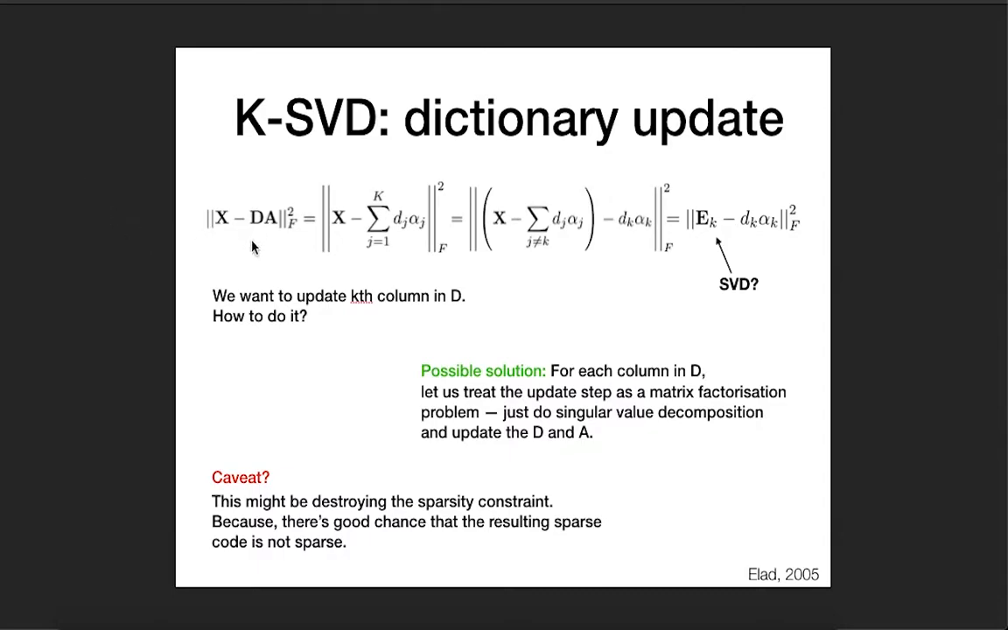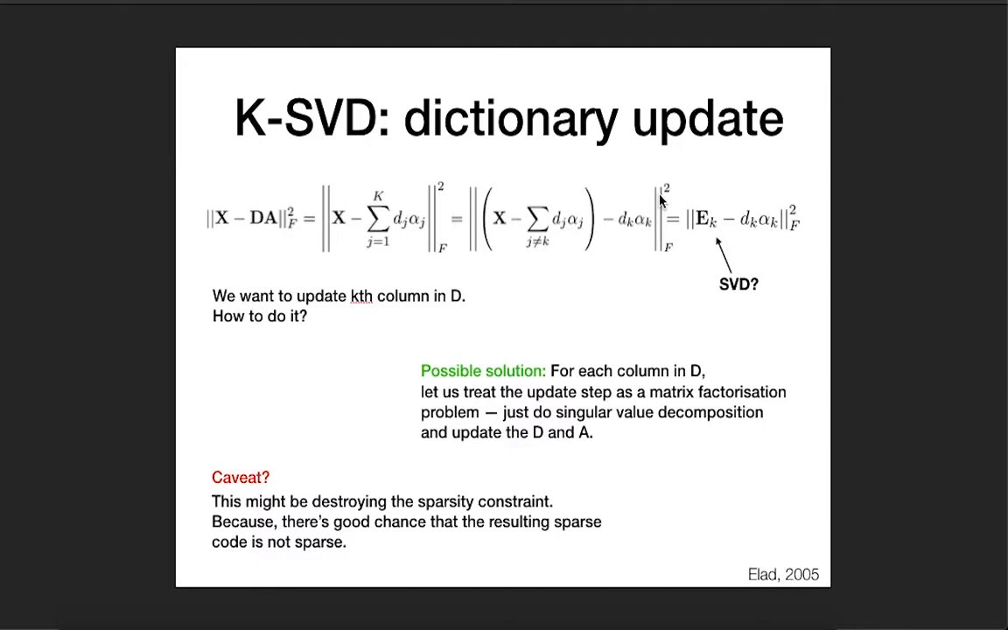If I want this to be equal to 0, close to 0, I'm just separating the atoms which belong to the kth column from the rest of the atoms, and I'm pushing the rest of the atoms into X and writing it as ek, which I will call the residual. So now I want to update dk and alpha k in such a way that they best represent ek, right?